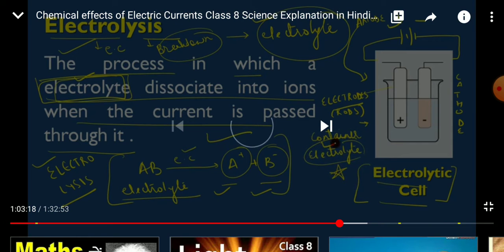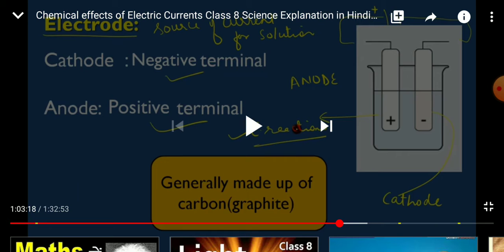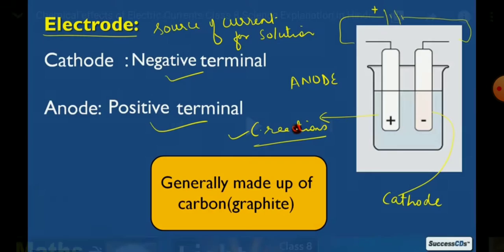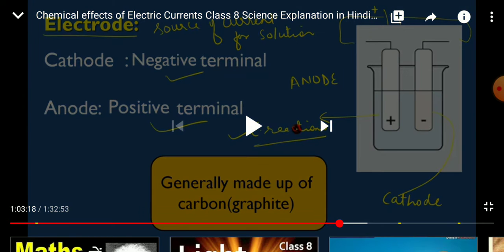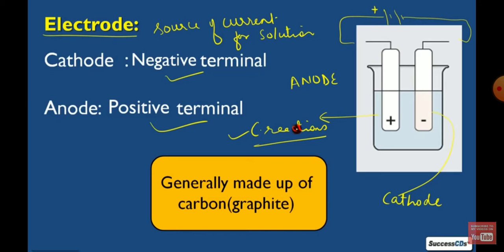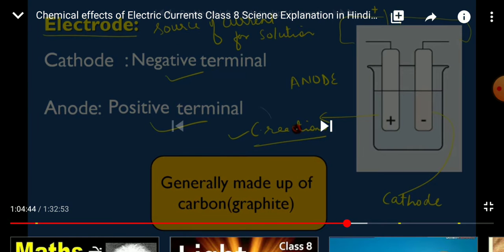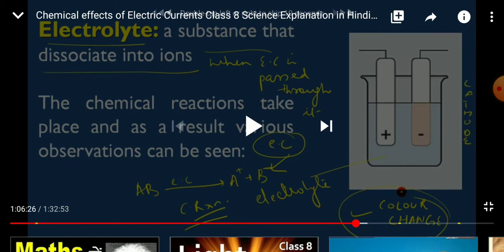What are electrodes? So here you can see, these two rods are dipped in the solution. These electrodes are generally made up of carbon, okay. And here the cathode. Cathode is the negative terminal where the color will change, okay, and the anode is the positive terminal. So again, electrodes are the two rods which are generally made up of carbon, and the cathode is the negative terminal, and the anode is the positive terminal.